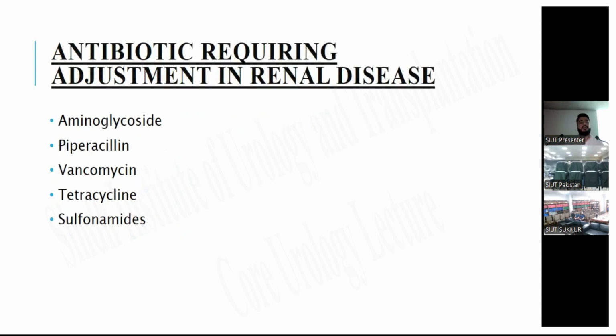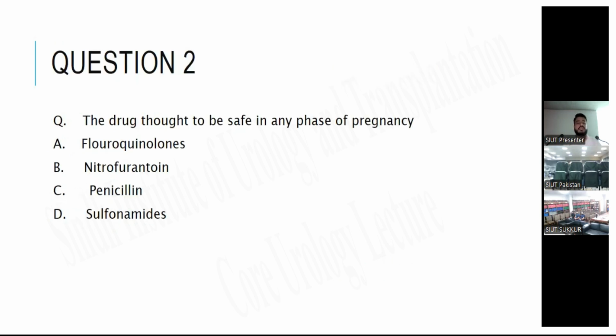Dr. Adil, antibiotics that require adjustment in renal diseases. These include the aminoglycosides, piperacillin, vancomycin, tetracycline, and sulfonamides. The drug thought to be safe in any phase of the pregnancy: option A, fluoroquinolones, B, nitrofurantoin, C, penicillin, and D, sulfonamides.